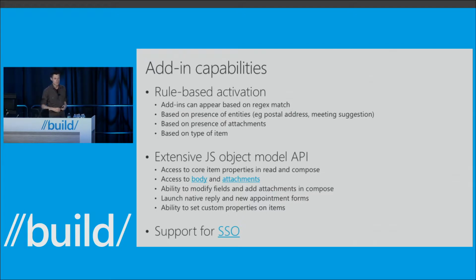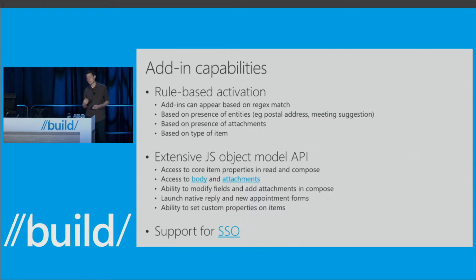And so Exchange and Outlook.com servers, when the mail actually comes in, they'll parse the body of the message. And if there's an entity like a postal address or a meeting suggestion, it gets stamped as a property on that message. And then if an add-in says, show me on any message that has this entity, in that case, we'll load up the add-in.